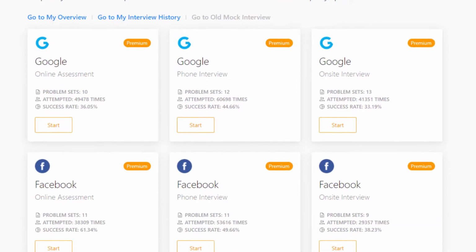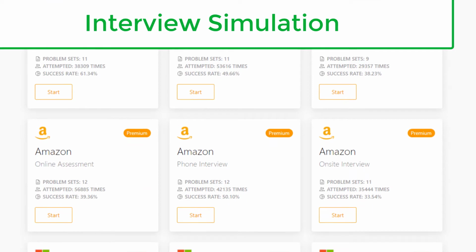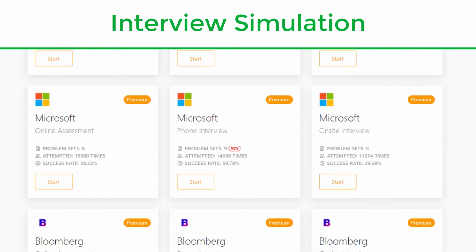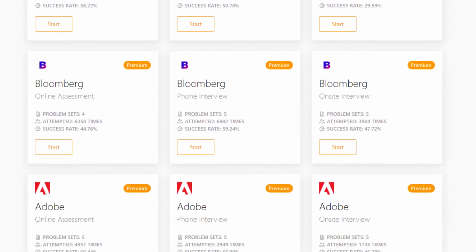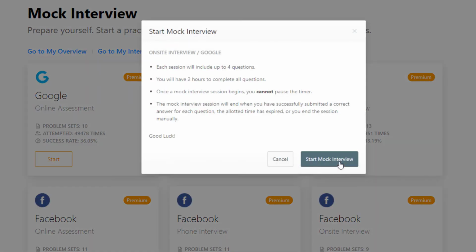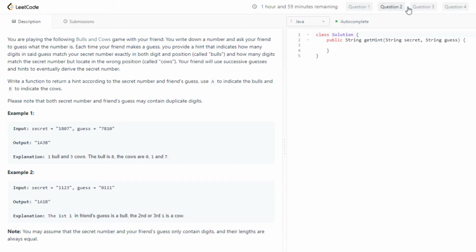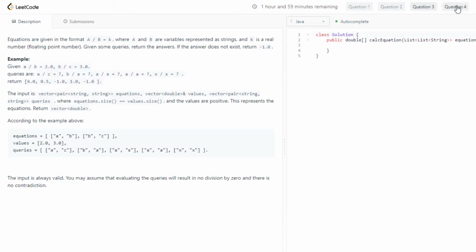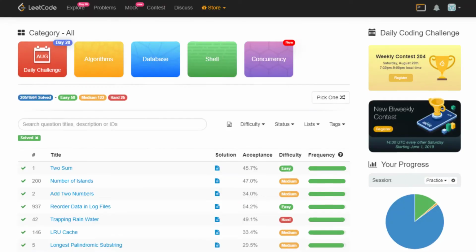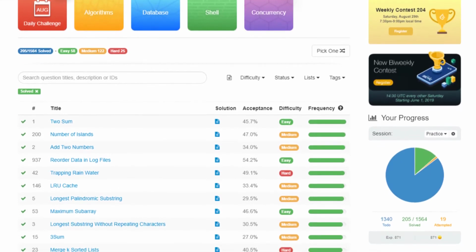One of the more useful premium features is interview simulation. With this feature, you are timed and you must complete a problem set. And these problem sets are specific to different companies. The problems given in these mock interviews are simply taken from the LeetCode problem set. So they're not new questions. They're essentially just a subset of the many problems that they already have on the platform.